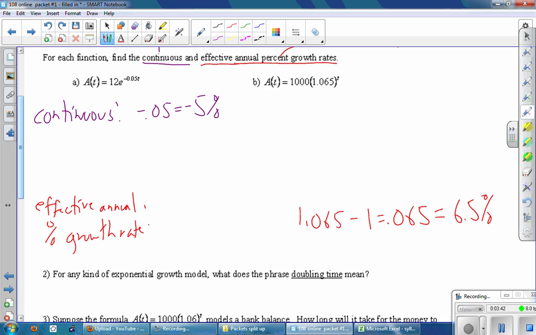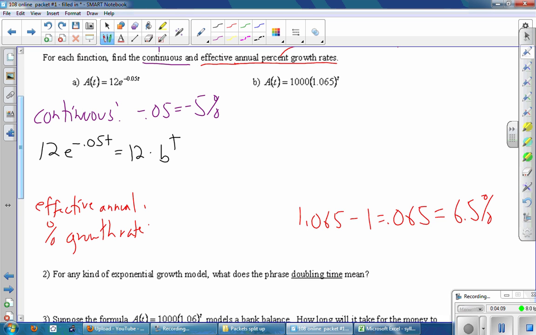Okay, so let's now do the tougher parts. So we'll start with A. The tougher part is this effective annual percent growth rate. The goal is not to have it look like 12e to the negative 0.05t, but rather have it look like a times b to the t. Because then if we know b, we just subtract 1 and we get our r. Well, let's clean this up, because right away we know what a is. It's just 12. So essentially the 12s cancel, right?